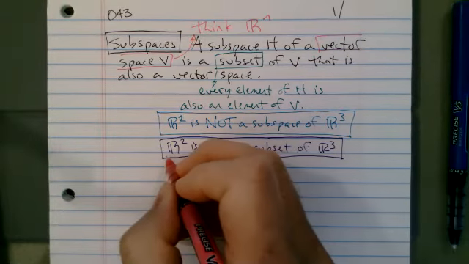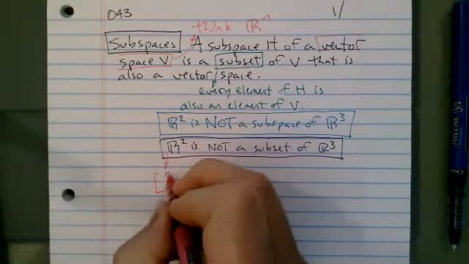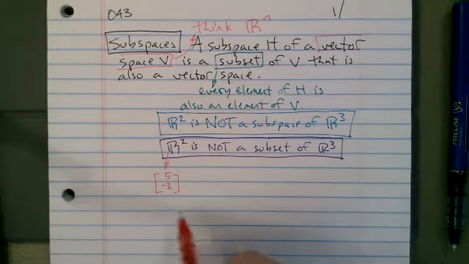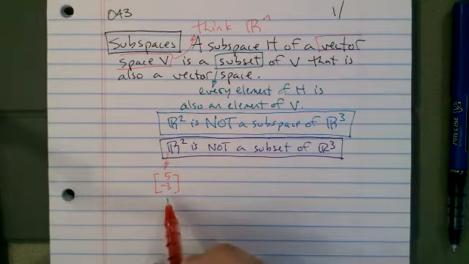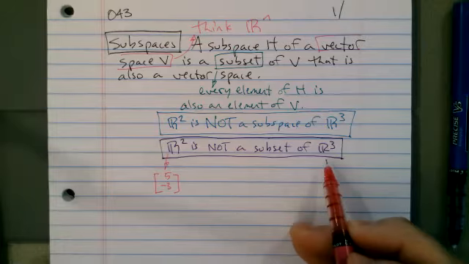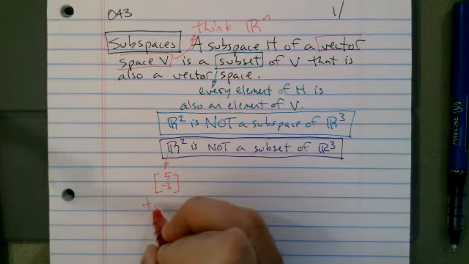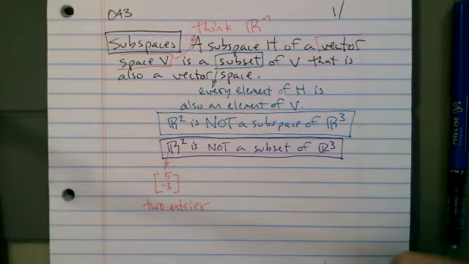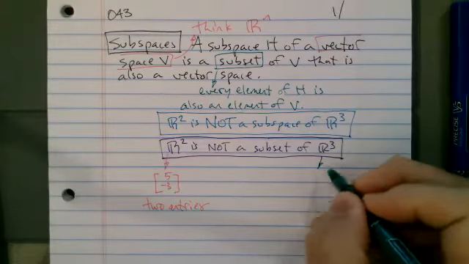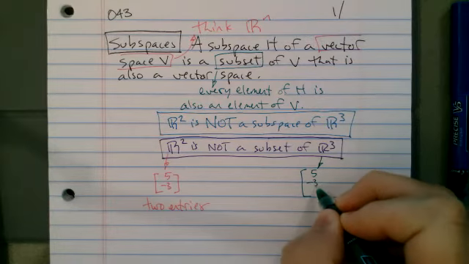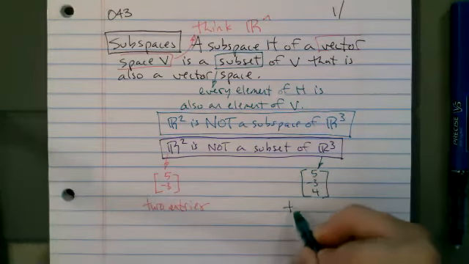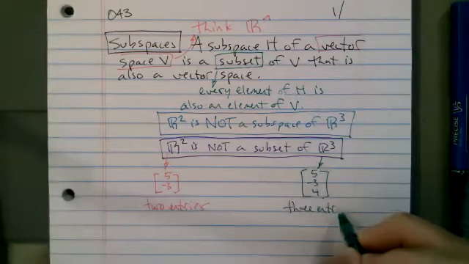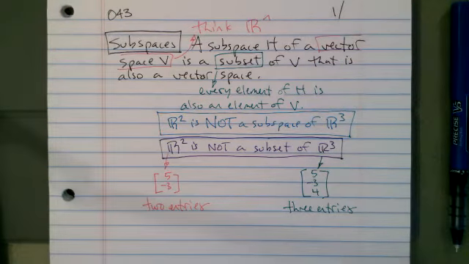An element in R2 looks like (5, -3). An element that looks like (5, -3) is not an element in R3. It has two elements, or two entries. And vectors in R3 will look like (5, -3, 4), with three entries. R2 is not a subset of R3. Any questions?